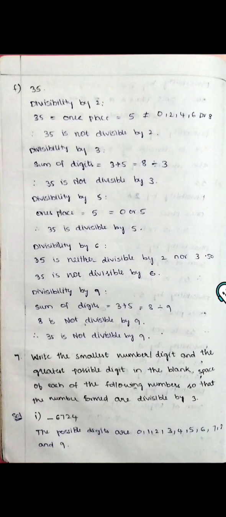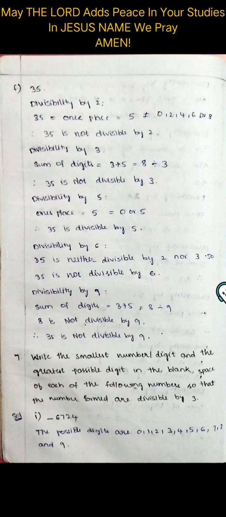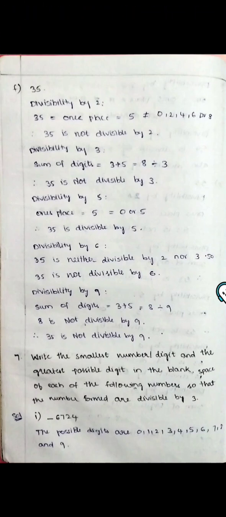Write the smallest digit and the greatest possible digit in the blank space of each of the following numbers so that the numbers formed are divisible by 3. So for the first one, the possible digits are 0, 1, 2, 3, 4, 5, 6, 7, 8, 9. Right? We can put in that blank space either 0, 1, 2, 3, 4, 5, 6, 7 or 8. We cannot put any other digits in that blank space.